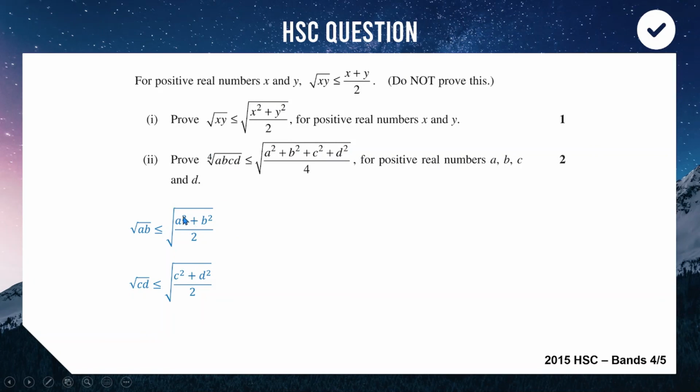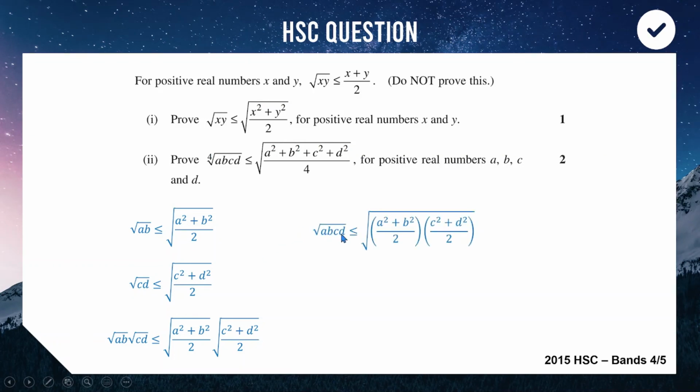So what we're going to do next is multiply these two inequalities together. So we have root ab times root cd is less than or equal to these two guys multiplied together. Combining the square roots, we get the square root of abcd is less than or equal to the square root of this guy multiplied by this guy. Okay, here's where things get gnarly. Now we are going to use the information in the question, which was that the square root of something times something is less than or equal to the sum of the somethings divided by 2. That's what we're going to apply with this square root sign just here.